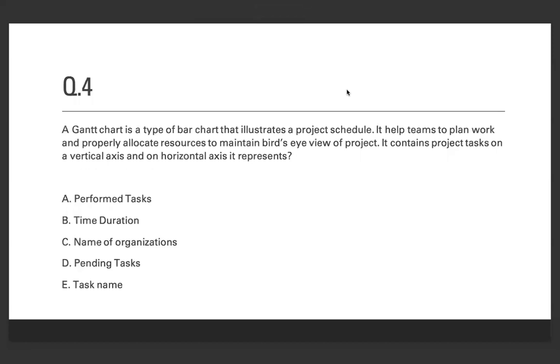Question number four. A Gantt chart is a type of bar chart that illustrates a project schedule. It helps the team to plan work and properly allocate resources to maintain a bird's eye view of the project. It contains the project tasks on the vertical axis, and on the horizontal axis it represents: option A, perform task; option B, time duration; option C, name of organizations; option D, pending task; and option E, task name. Time duration. Yes, the correct answer is time duration.